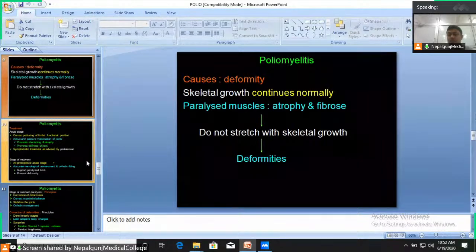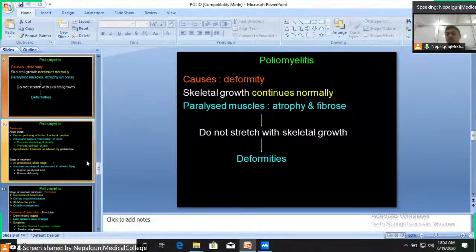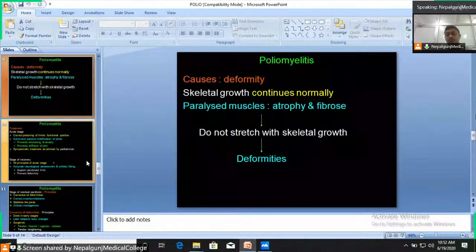The other concept for the cause of deformity is skeletal growth. What happens is that even if a child has poliomyelitis, the skeletal growth continues normally. There can be paralyzed muscle, the muscles can have atrophy, the muscles can have fibrosis, so they do not stretch with the skeletal growth. The bones grow, but the muscles don't correspond to the bony growth. So this results in the deformity.